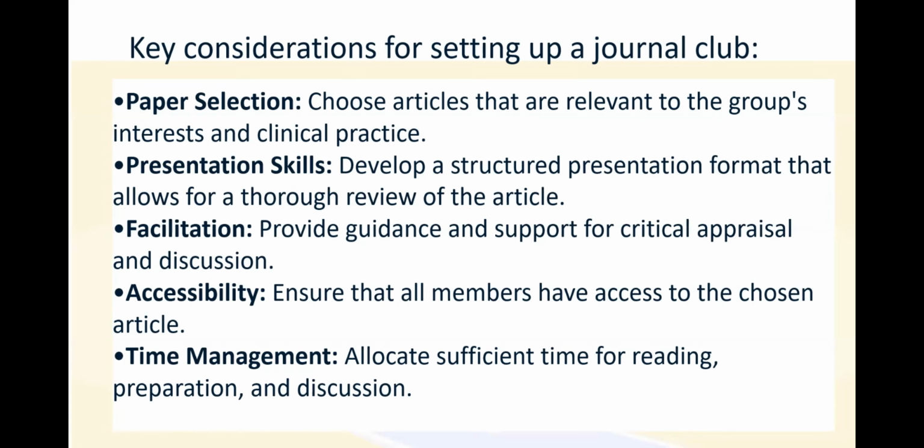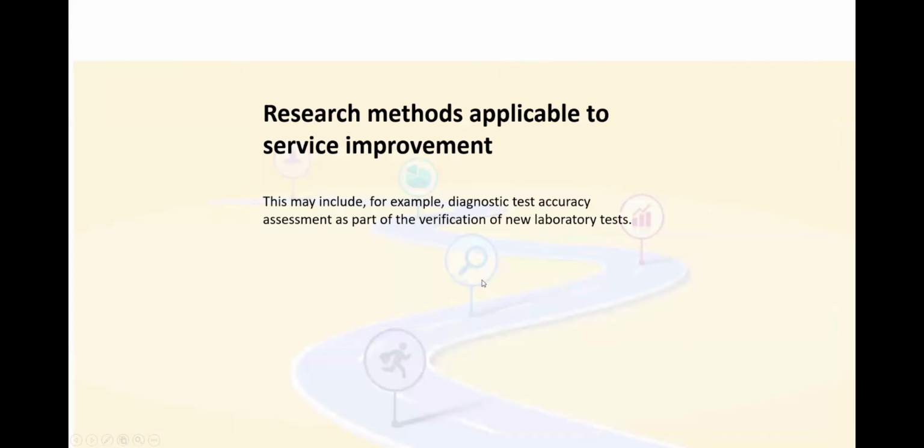So paper selection, presentation skills. I would say select the paper for the journal club according to the maximum workload in your department, whatever fields or subspecialties are getting, and then you can present the paper according to that. It can even be related to macroscopic examination, grossing, and your grossing techniques. Okay, and research methods applicable for service improvement.